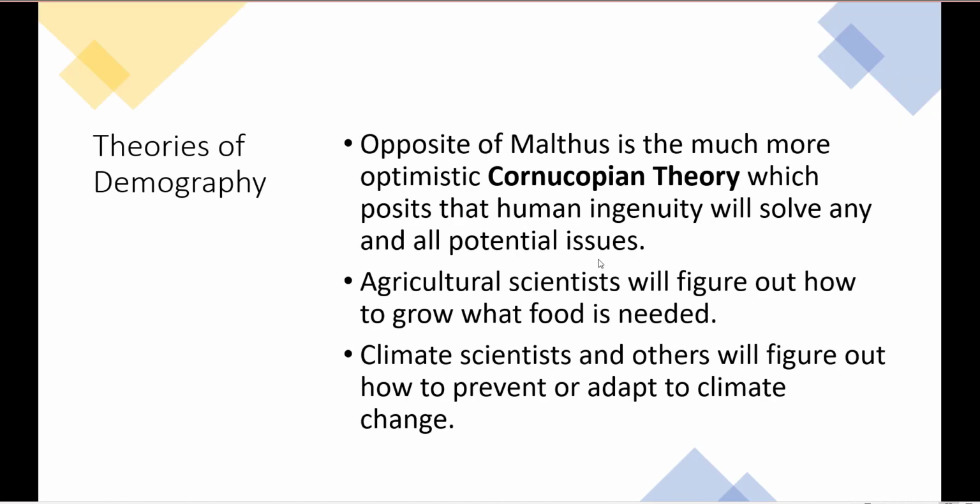Opposite of Malthus is the much more optimistic cornucopian theory, which argues that human ingenuity will eventually and somewhat inevitably solve any and all potential issues. And a lot of this comes from the fact that Malthus was wrong about poverty and the carrying capacity of Earth related to things like famine and running out of food supplies. Agricultural scientists have figured out and will figure out what to grow and how to grow the food that is needed, and climate scientists and other people will figure out how to prevent or adapt to climate change. Fairly optimistic, but a slightly different perspective here.